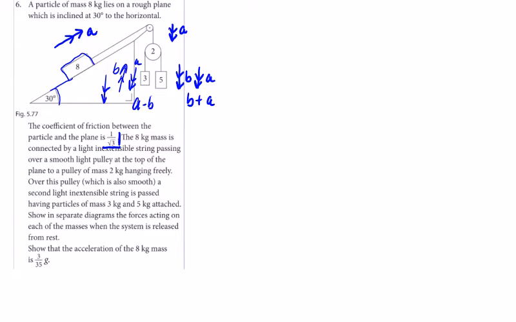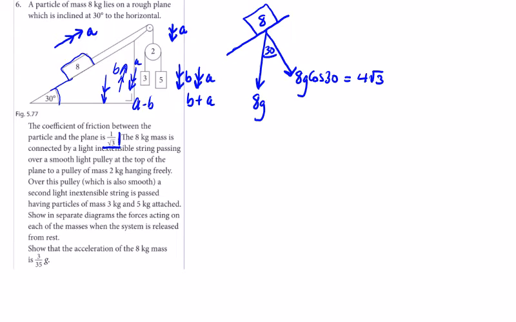And now if we look at the forces, let's look at my 8. It's on an incline. We have 8G coming down. So in this direction, we have 8G by the cos of the angle, by the cos of 30. And the cos of 30 is root 3 over 2. So we have 4 root 3G.